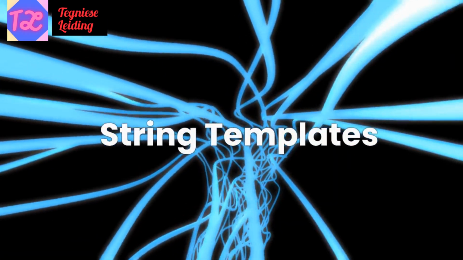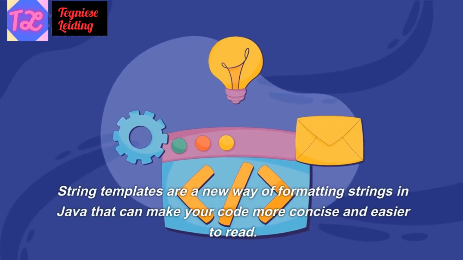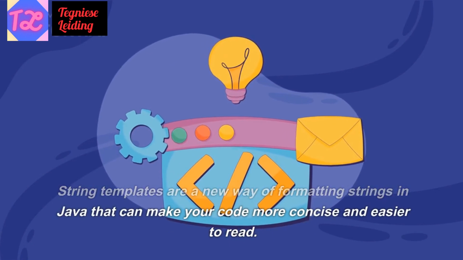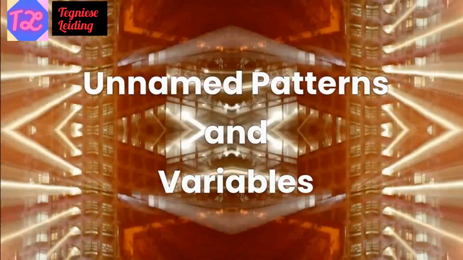String templates. Java 20 also includes a preview feature for string templates. String templates are a new way of formatting strings in Java that can make your code more concise and easier to read. Unnamed patterns and variables.